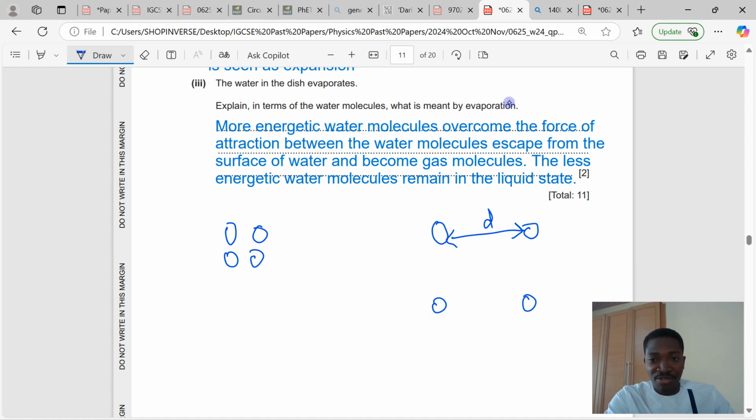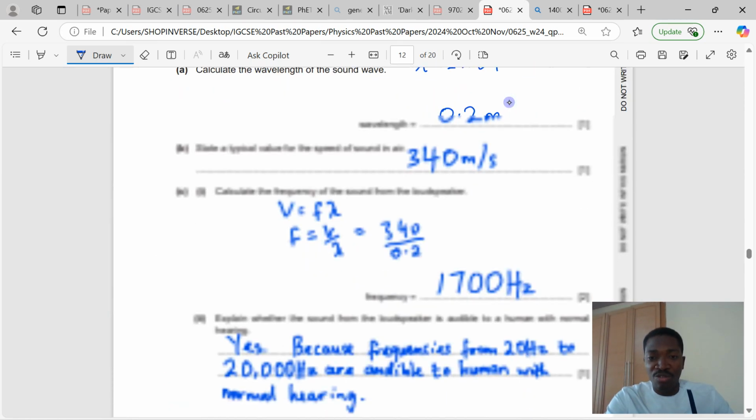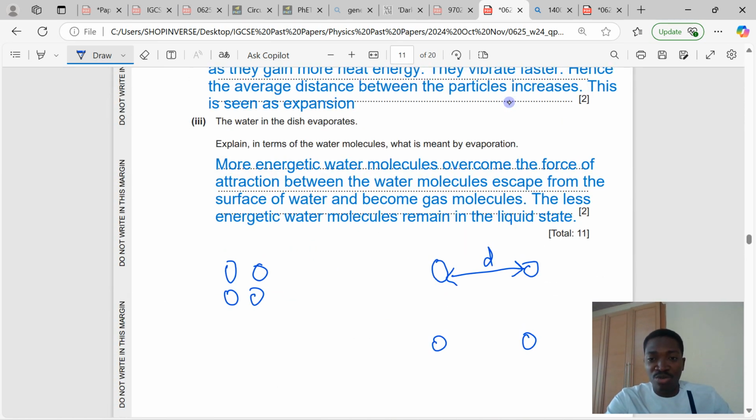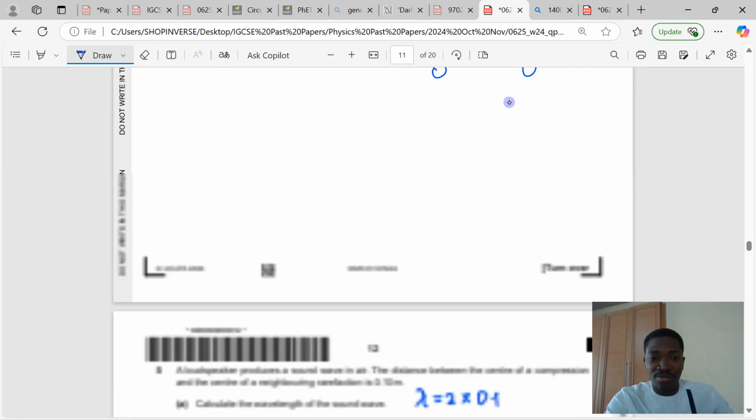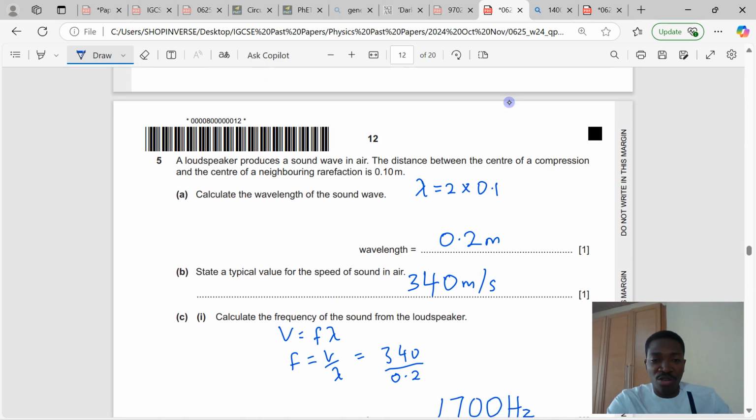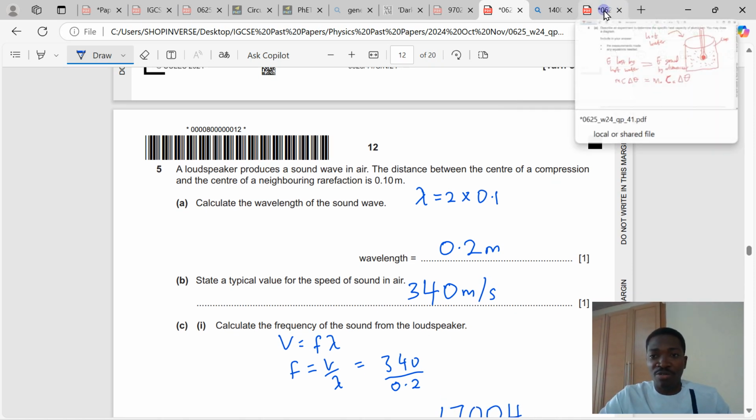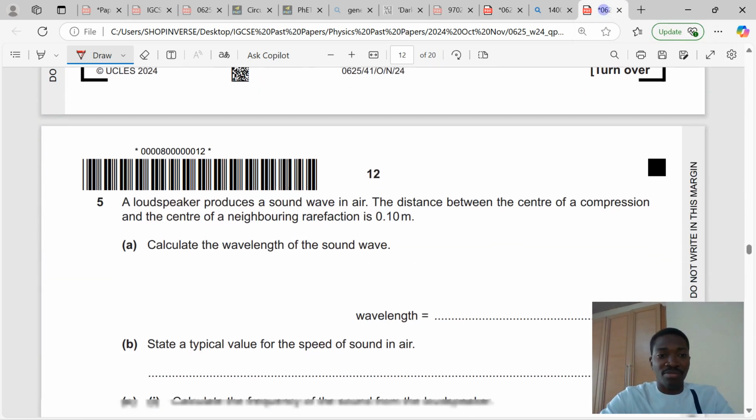So don't forget that if you have a 2 marks question, then you must give 2 valid points, okay? Once you give 2 valid points successfully, then you get your full mark. That's why I made sure I gave 2 valid points to this answer. We move to the next question, question 5. Let's pick question 5 from here.